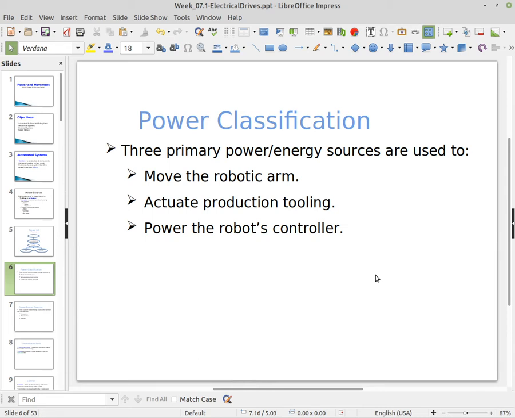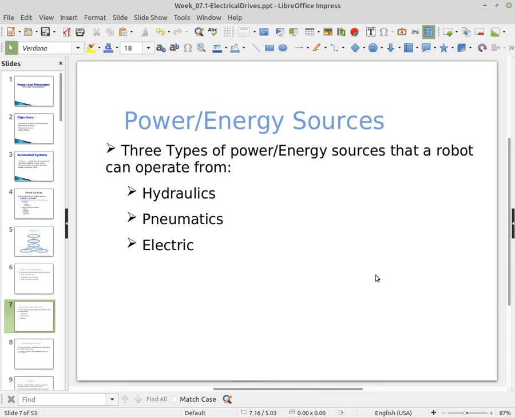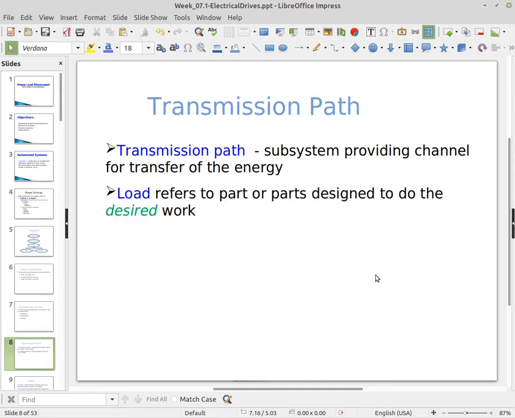So the energy sources have several uses. Number one, of course, is to move the robotic arm. Another is to actuate the production tooling, and of course we need power for the controller itself. Our three types of energy sources could be either hydraulics, pneumatics, or electric. Today we're going to focus primarily on the electrical.